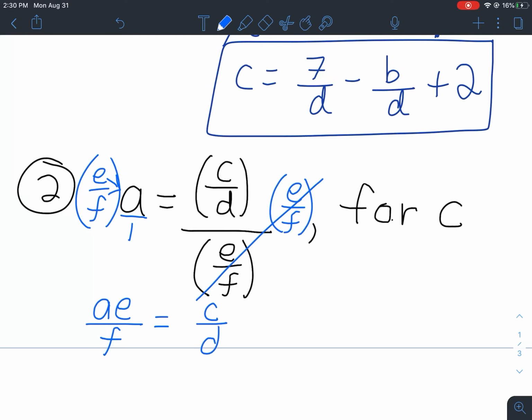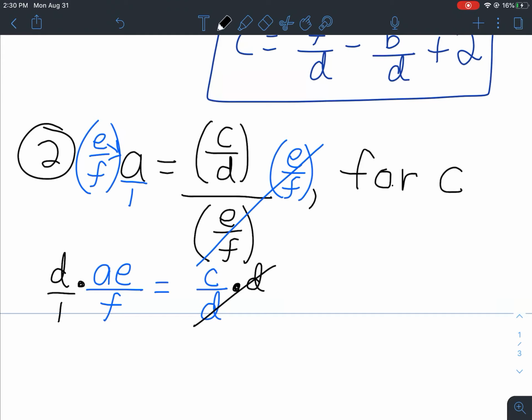And now on the right side, we have c over d. And now we're really close to being done here. We're trying to solve for c, so we have to get rid of divided by d. To get rid of division, you multiply. Whatever you do to one side, you have to do to the other side. And that's like multiplying by d over 1. So our final answer is c equals, and if I put it in alphabetical order, it'd be ade over f.